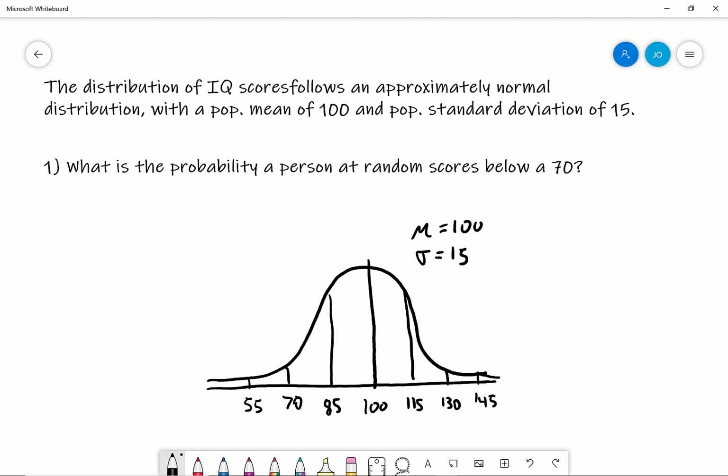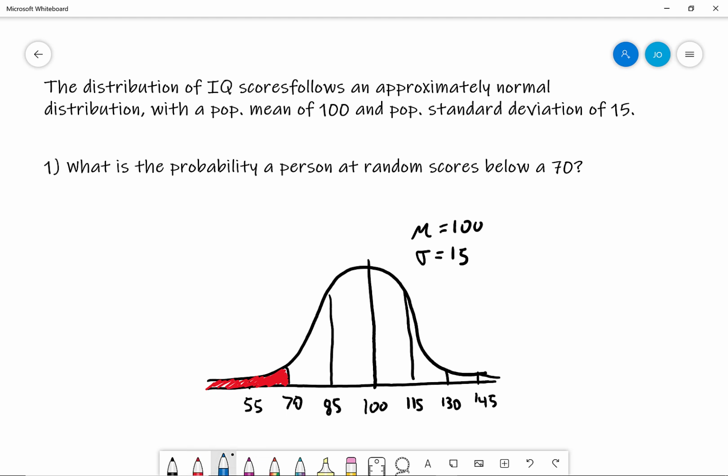I also like to visualize the problems because that's going to help us as we get into more complex things, even things we're doing right now. It's going to help us make sense of our answer. So what we're trying to do in this problem is find the probability that a person at random scores below a 70. How likely is it, if we pick somebody out of a hat, that they're going to score below 70? I'm going to shade the area that we're looking for, all this red stuff.